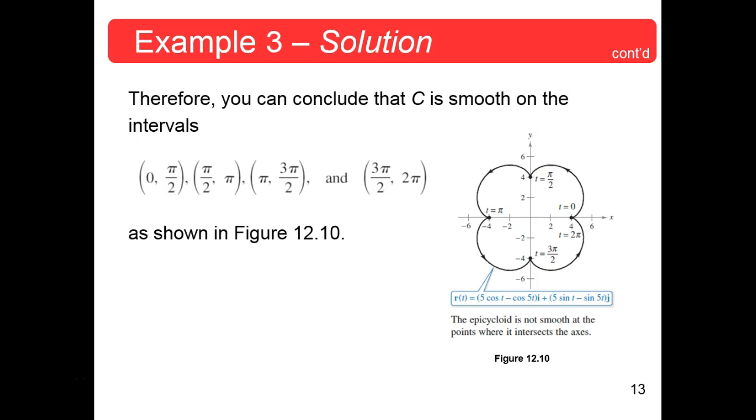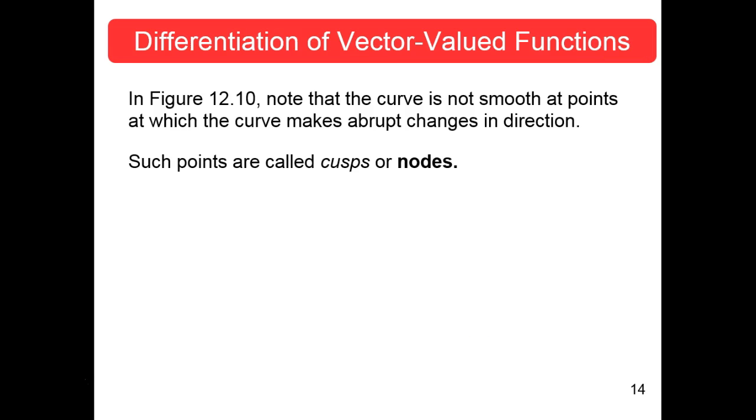Okay, let's go back. This was our result from example 3, the places where the curve was not smooth, and those were the places along the axis. Otherwise it was smooth. It's called an epicycloid, by the way. These places where it makes an abrupt change, those are called the nodes, and that's what this is saying.